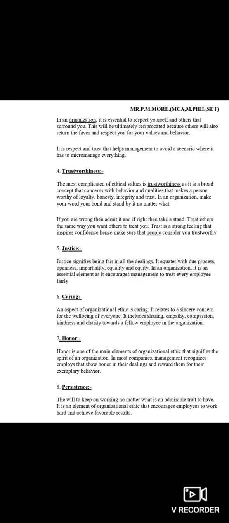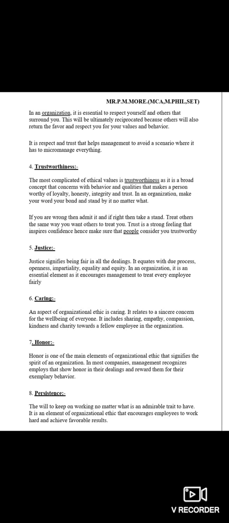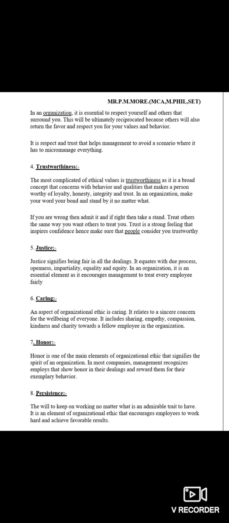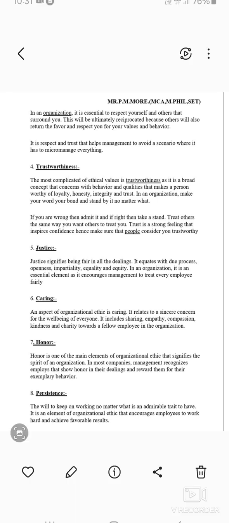Next, trustworthiness. The most complicated of ethical values is trustworthiness, and it is a broad concept that is concerned with behavior and qualities that make a person worthy of loyalty, honesty, integrity, and trust. Next, justice. Justice signifies being fair in all the dealings. It equates with due process, openness, impartiality, equality, and equity.